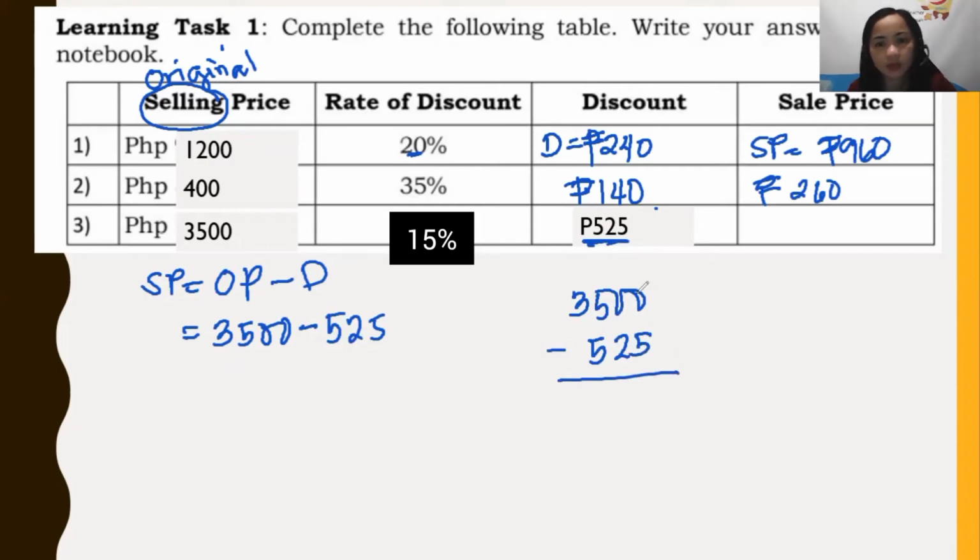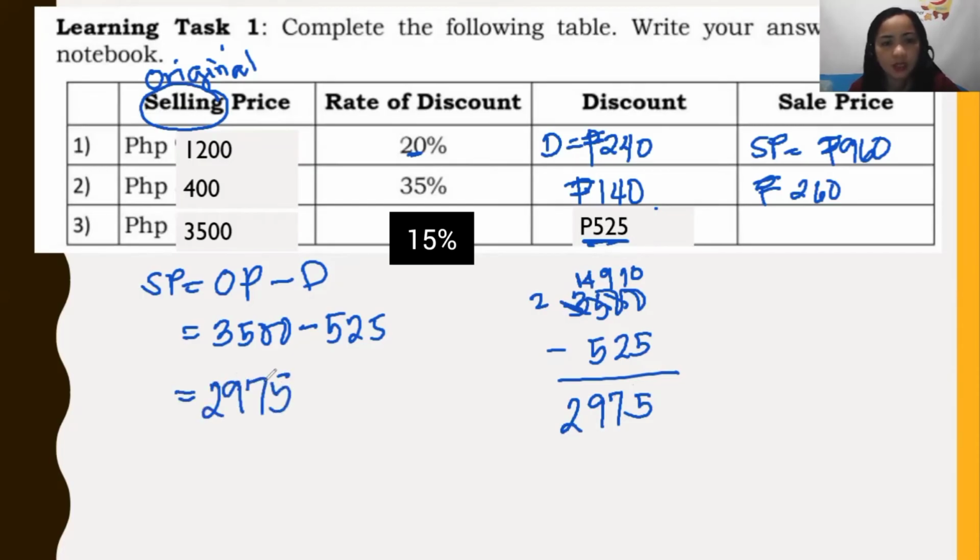525. So 0 minus 5 cannot be, this will become 10, and this will become 9, and this will become 4. 10 minus 5 is 5, 9 minus 2 is 7, 4 minus 5 cannot be, this will become 14, and this will become 2. 14 minus 5 is 9, and 2 minus 0 is 2. Therefore, the sale price of this product is 2,975 pesos. We get 2,975 pesos. Ito na lang yung babayaran mo.